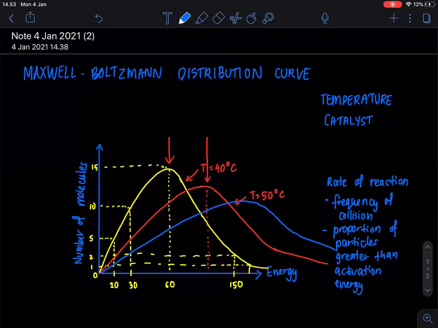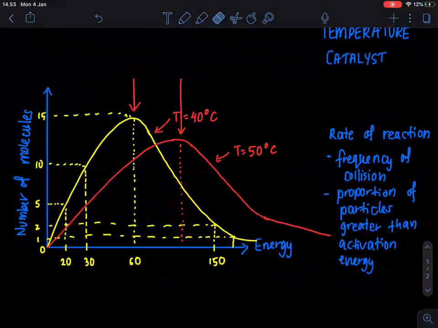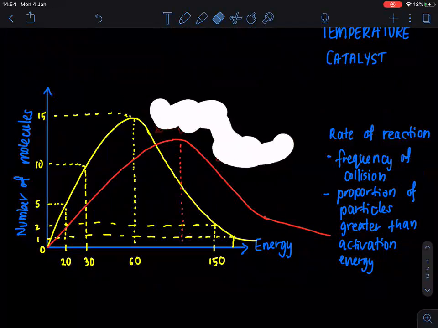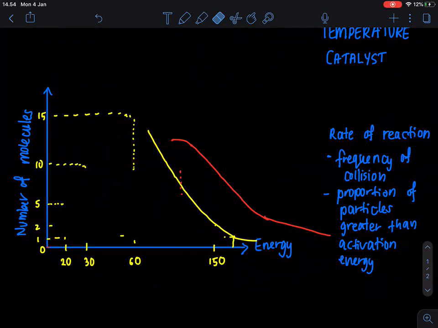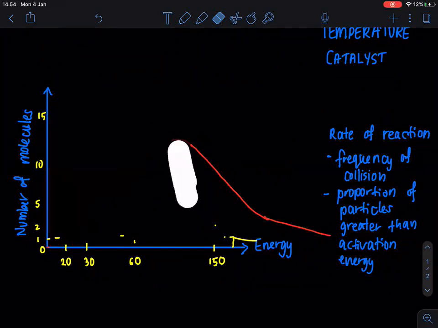So when it comes to activation energy, how do we actually use temperature, or the graph, to show the rate of the reaction? To show that, I will erase this graph, and we will utilize these two graphs, the yellow graph and the red graph over here. So I'll erase some of the data here. Okay, let me draw again.